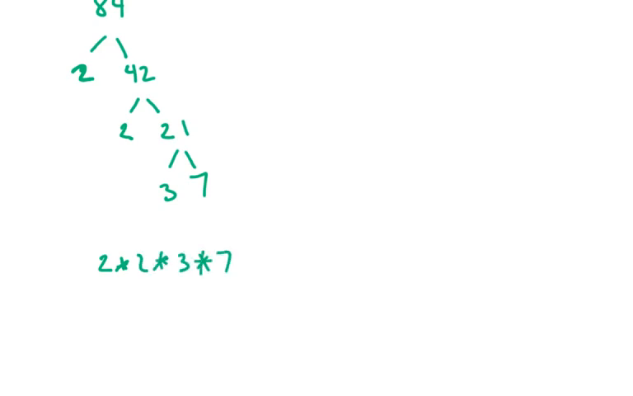Now, the other bit that I want to talk about is 2 times 2. Another way of writing that is 2 squared. So we can say 2 squared times 3 times 7. However many repetitions you have, that becomes the exponent.